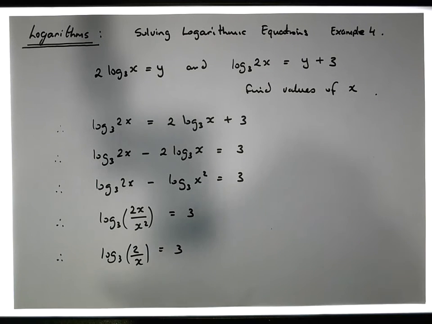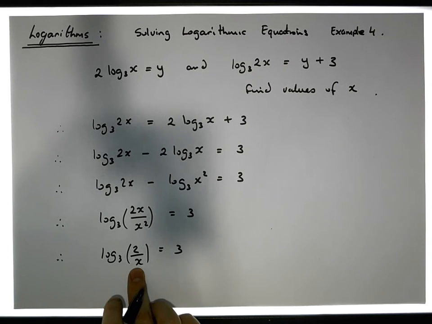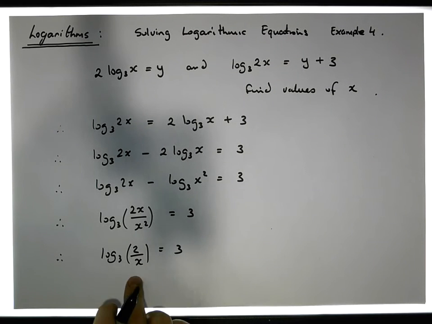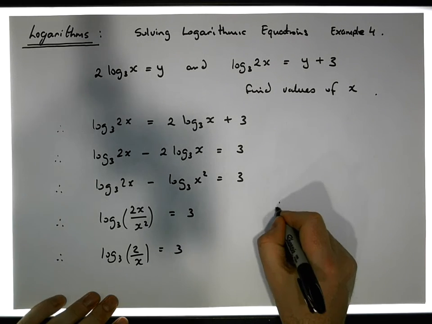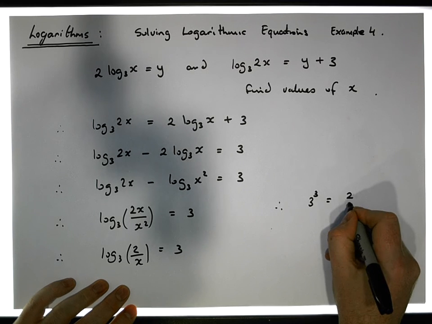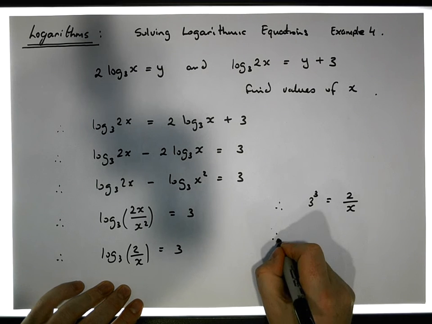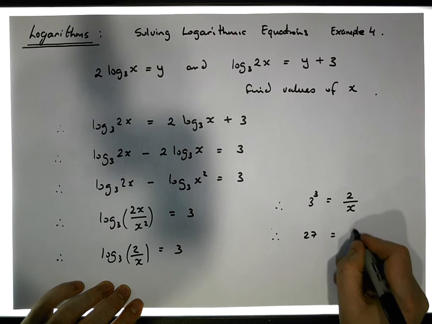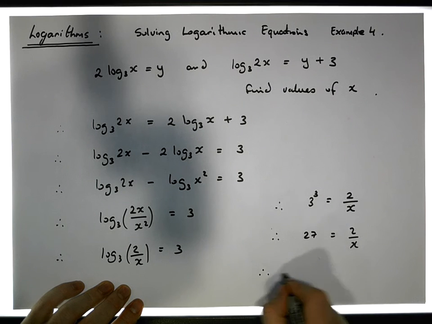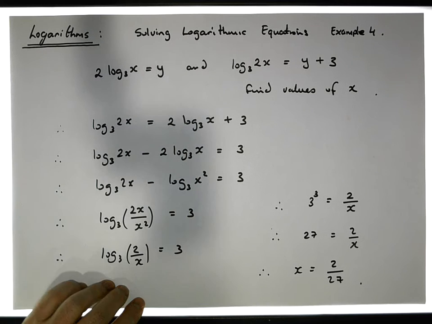Now, let's see what we have here. The log of this value to the base 3 is equal to 3, which means that 3 raised to the power 3 must be equal to this value. So 3 raised to the 3 must be equal to 2 over x. That's 27, so 27 must be equal to 2 over x, or really what we're saying is that x is equal to 2 over 27.